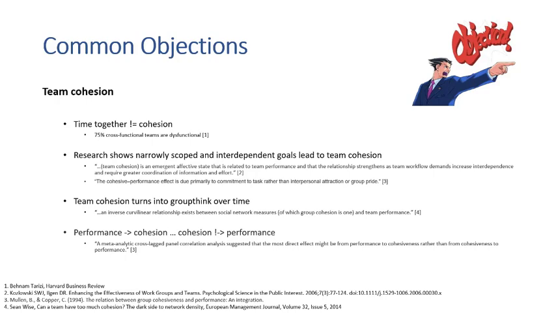An inverse curvilinear relationship exists between social network measures, of which group cohesion is one, and team performance. What that means is, over time, the relationship actually gets inverted. So performance actually degrades over time. So I'm going to bring my camera back up here just to illustrate.